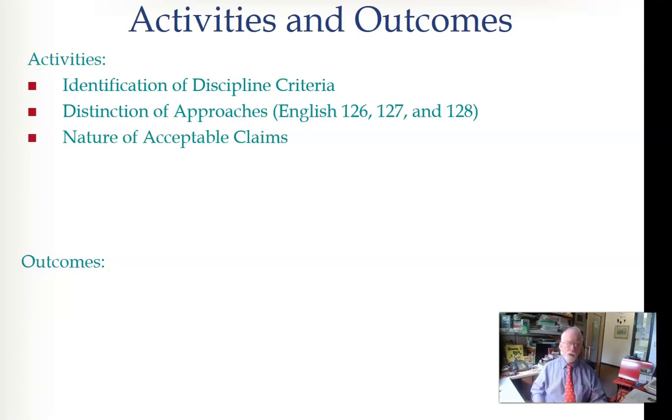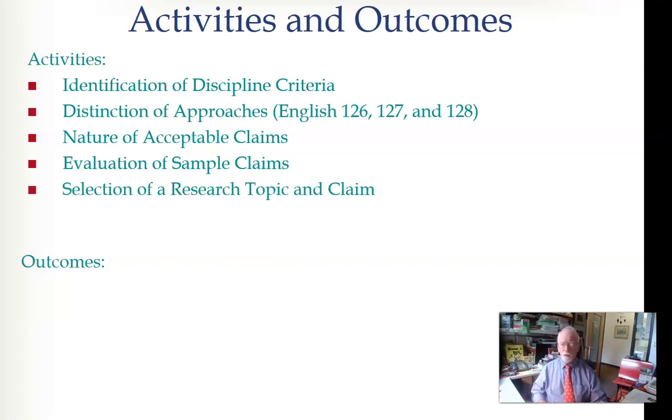Once we take a look at these different approaches, we're going to identify what would be acceptable claims that we could use for our research in English 128. Then we'll take a look at an assortment of sample claims and determine which ones would be approved, which ones have possibilities but still need some adjustment in order to be acceptable, and which ones just would not work no matter what we did to them. After that, students will be able to select their own research topic and the claim related to that, according to their individual preferences or interests within the disciplines of English 128.